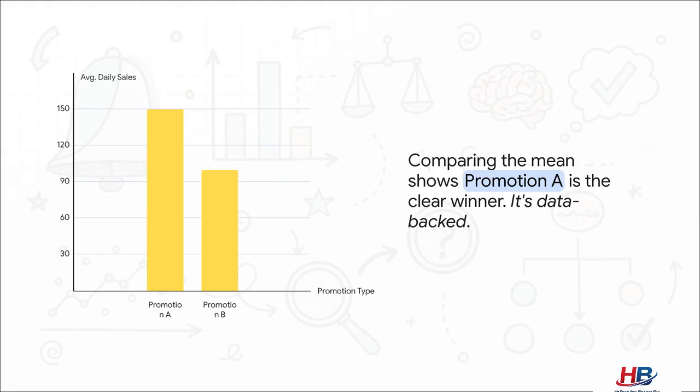Let's say you're running a coffee shop. You ran promotion A 1 week and promotion B the next. Well, by comparing the average daily sales, the winner is just staring you in the face. Promotion A is absolutely crushing it. And this isn't a gut feeling anymore. It's a data-backed conclusion. It lets you confidently put your money where it's actually working.